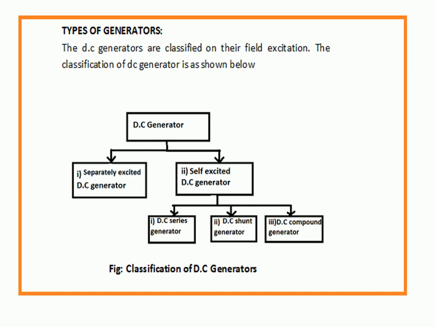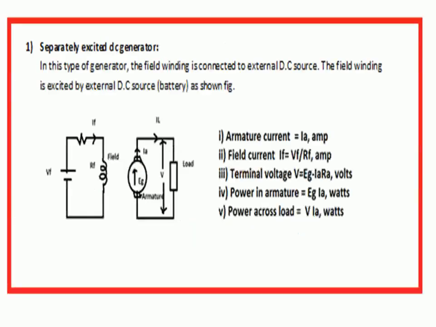Number 1, separately excited DC generator. Number 2, self excited DC generator. Again, in the second category, self excited DC generator, number 1, DC series generator, number 2, DC shunt generator, number 3, DC compound generator, as shown in the block diagram.